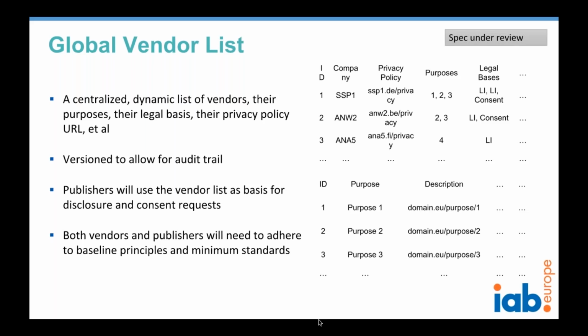Publishers will use the vendor list as the basis for disclosure and consent requests. Basically, what that means is, based on that information, we know what consent is available, and the CMPs, the consent managers, will provide that information in their user interface. Both vendors and publishers will need to adhere to the baseline principles. So we have CMPs to register, we also have vendors to register, and there are some clear requirements in order to be part of an approved vendor that you need to adhere to, so that the user gets, in quotes, a guarantee by selecting one. I agree to that user that minimum standards are in place and policy is followed by the vendor.